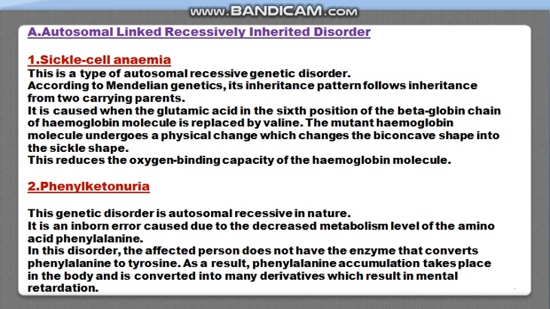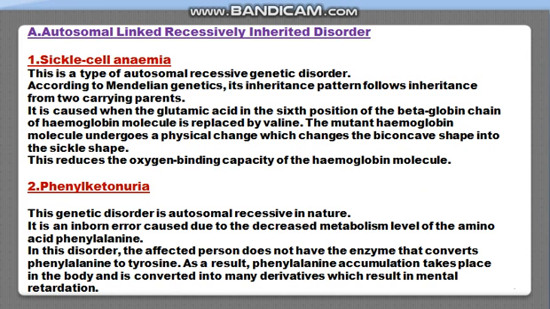So you know that proteins are made up of amino acids, and our hemoglobin, which is present in the blood, is also a protein, and in this protein molecule of hemoglobin, on the 6th position there is glutamic acid in the beta globin chain of the hemoglobin, and when this glutamic acid is replaced by valine, then there is some change, and this type of sickle cell anemia is caused.